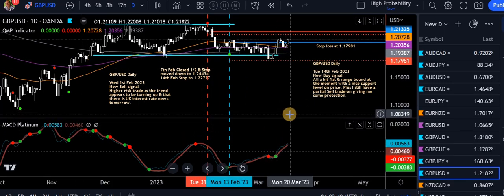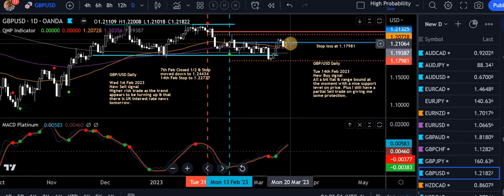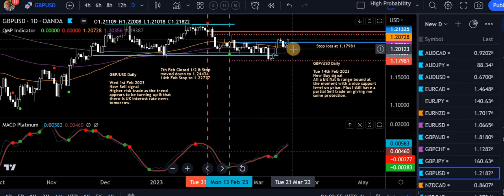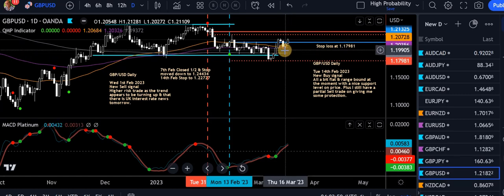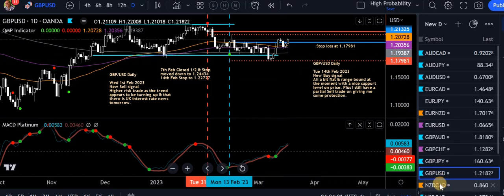MACD Platinum's well and truly through the 0 level, so we'll just keep an eye on that now. Hopefully this will go up and take out that sell stop, and I'll drag this stop up, close half, and maybe bring the stop up under this fractal here or something like that.